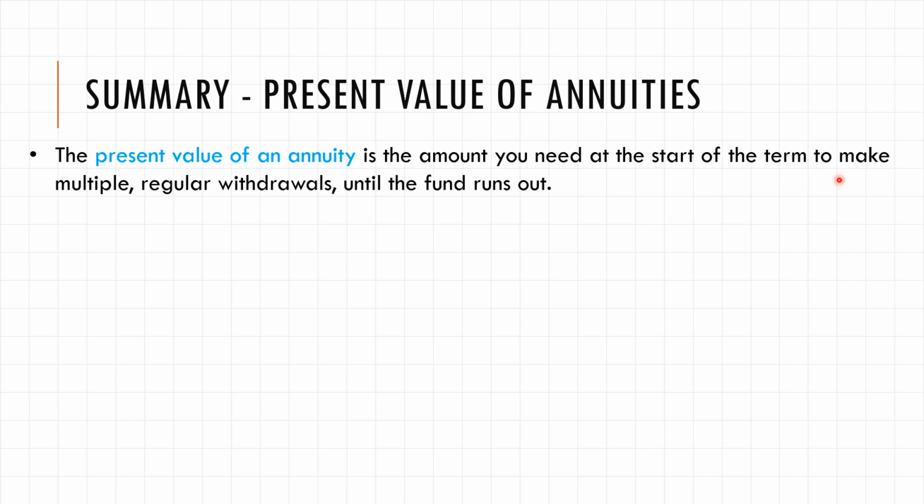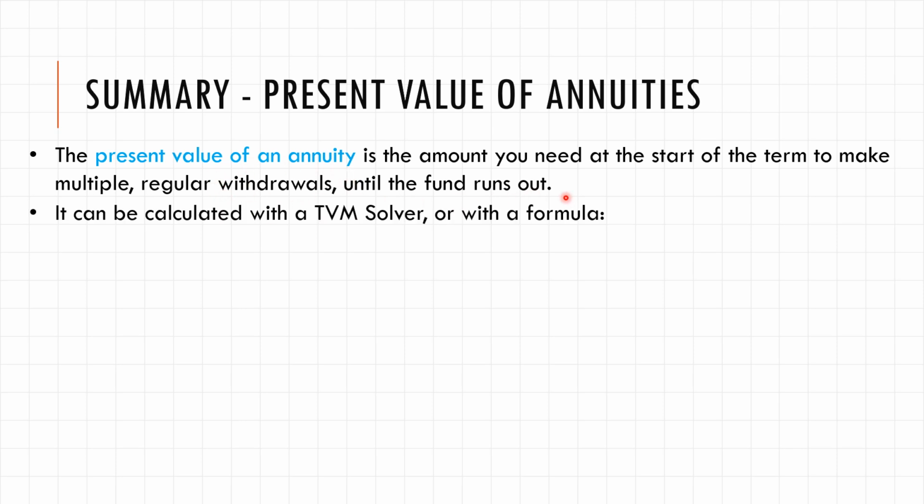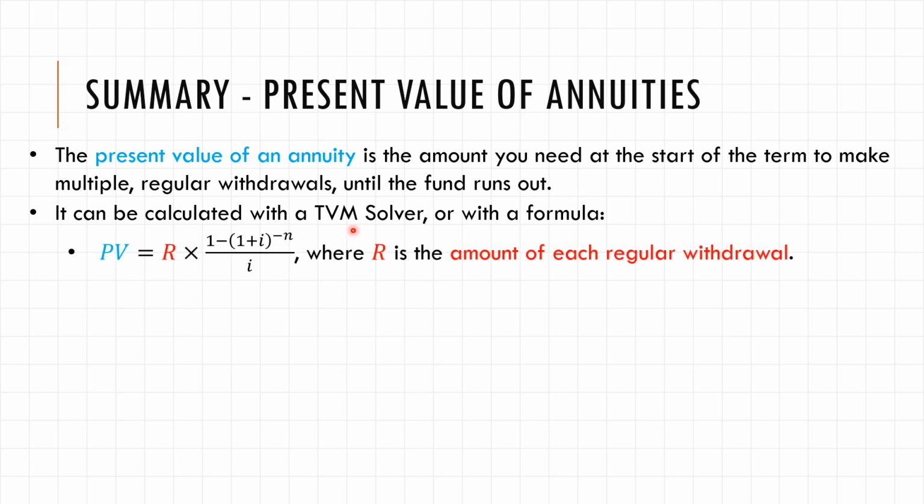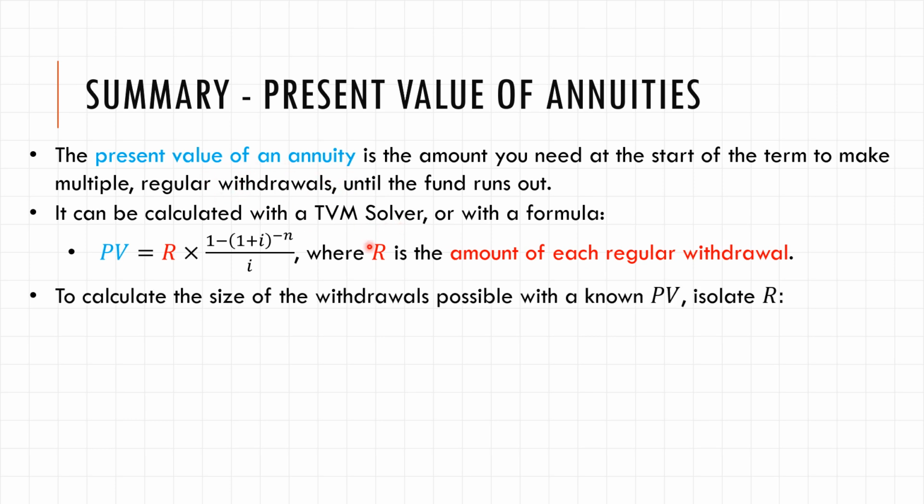The last concept we learned is present value of annuities. The present value of an annuity is the amount you need at the start of the term to make withdrawals, not deposits, withdrawals until the fund runs out. And it can be calculated with a TVM solver or with a formula. This is the formula. If you're using a TVM solver, the future value must be 0. And the payments must be a negative number because you're making withdrawals. You're taking money out.